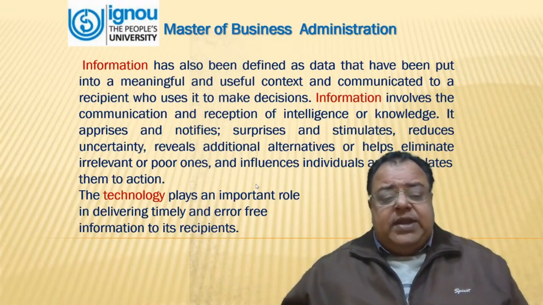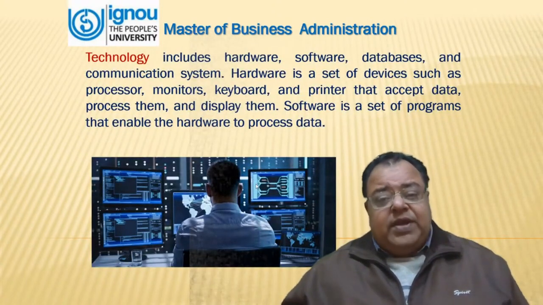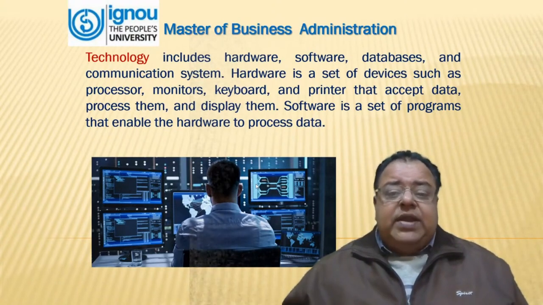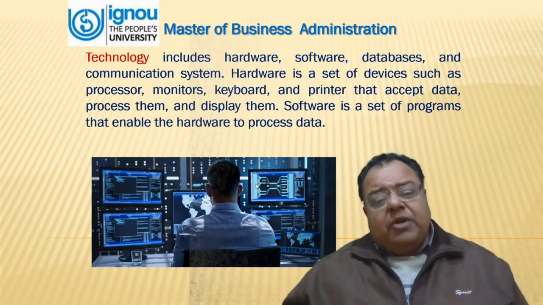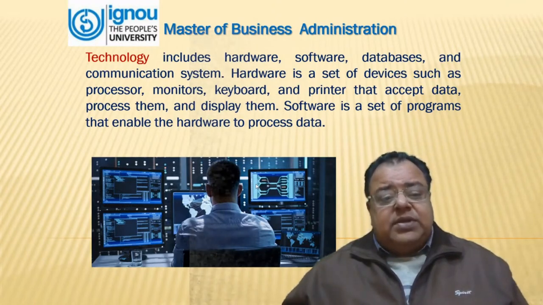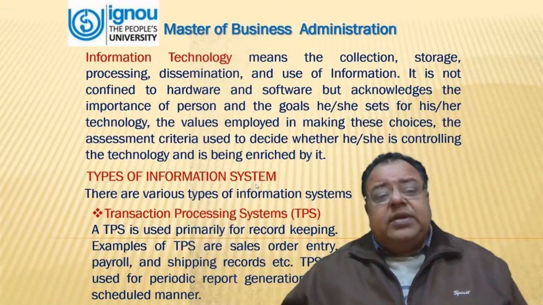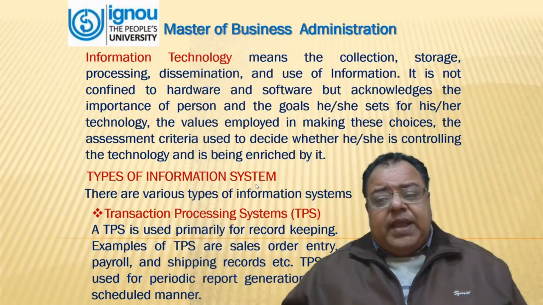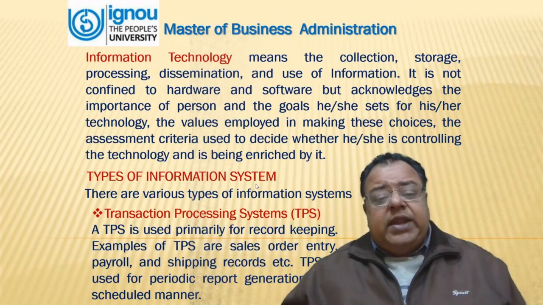The technology plays an important role in delivering timely and error-free information to its recipients. Technology includes hardware, software, databases, and communication systems. Hardware is a set of devices such as processors, monitors, keyboards, and printers that accept data, process them, and display them. Software is a set of programs that enables the hardware to process data. Information technology means the collection, storage, processing, dissemination, and use of information. It is not confined to hardware and software, but acknowledges the importance of the person and the goals he or she sets for his or her technology, the values employed in making these choices, and the assessment criteria used to decide whether he or she is controlling the technology and is being enriched by it.